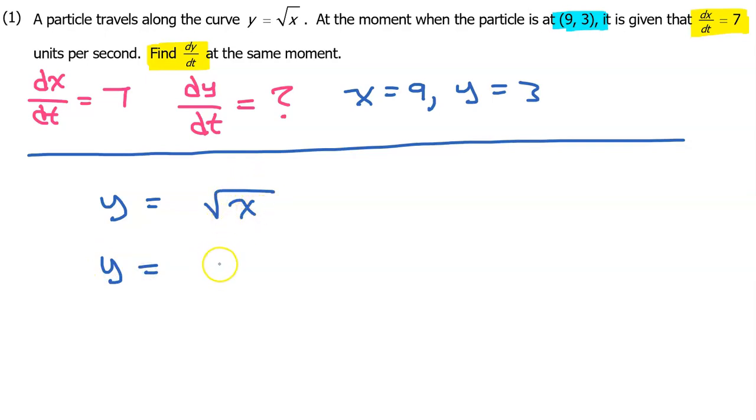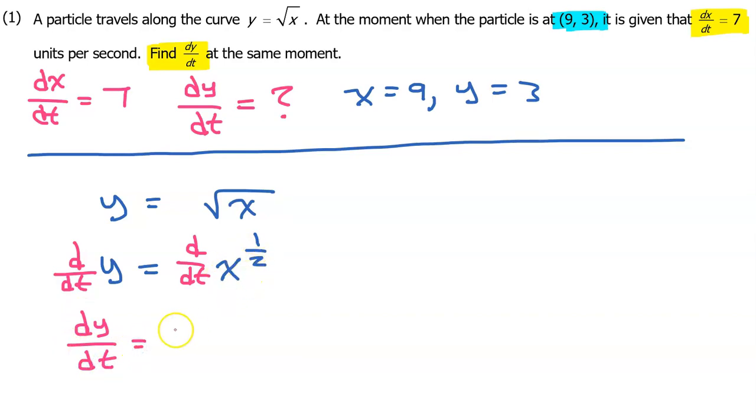I'm going to rewrite this slightly as x to the 1/2 power. Now let's take the derivative of both sides with respect to t, because that's where the dx dt and the dy dt will come from. So I'm doing a d dt on this side and a d dt on this side. None of these variables match, so we will have to do the chain rule each time. Well, actually, for this first one, it's just a single variable. So that's just dy dt, and that's it.